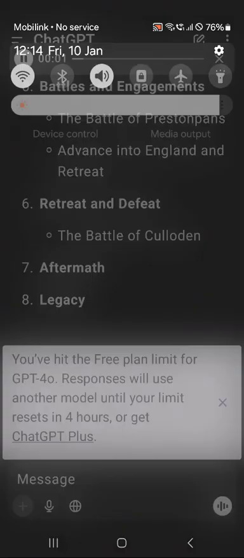Headings: 1. Second Jacobite Revolt. 2. Background. 3. Leadership, timing, battles and engagements. The Battle of Prestonpans, advance into England and retreat. 6. Retreat and defeat, the Battle of Culloden. 7. Aftermath. 8. Legacy.